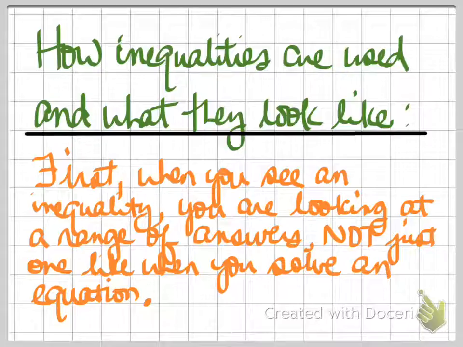How are inequalities used and what do they look like? First, when you see an inequality, you are looking at a range of answers, not just one when you solve an equation. That is the fundamental difference between an inequality and an equation. Inequalities have ranges and equations do not.